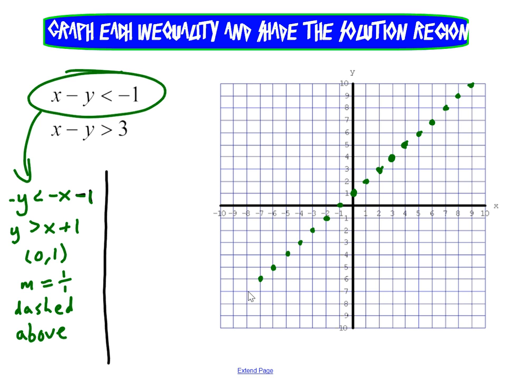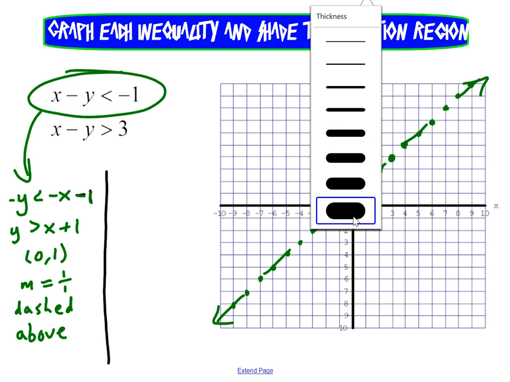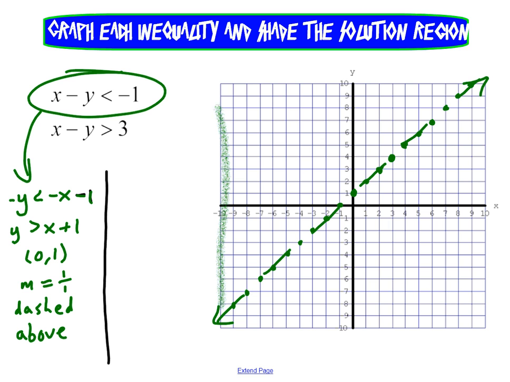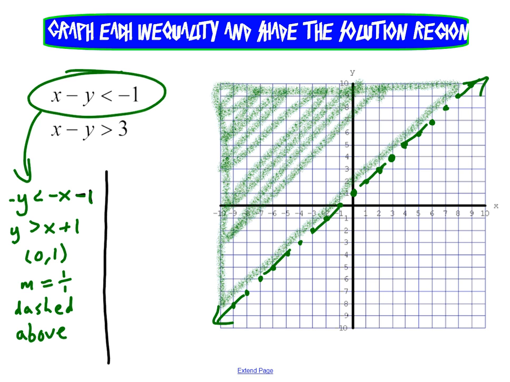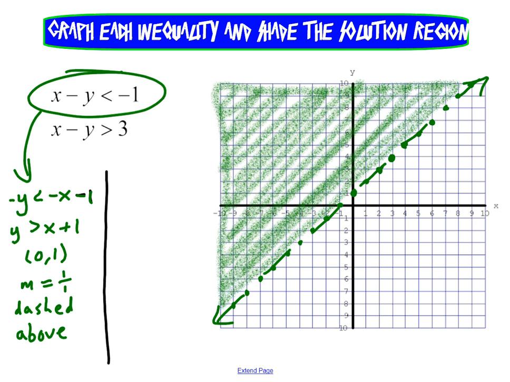Now we said it's going to be dashed. Just make a nice dashed line. And this time it's going to be shaded above. So we got something like that. Okay, let's look at our next equation.